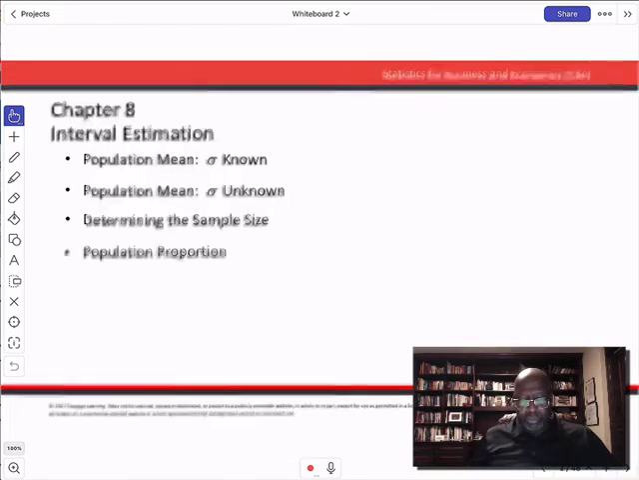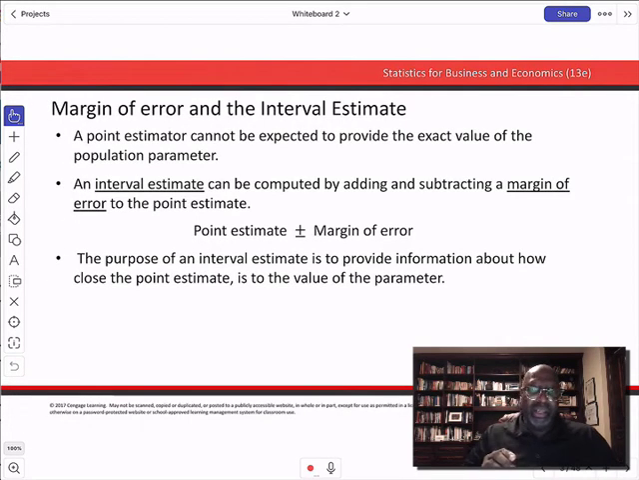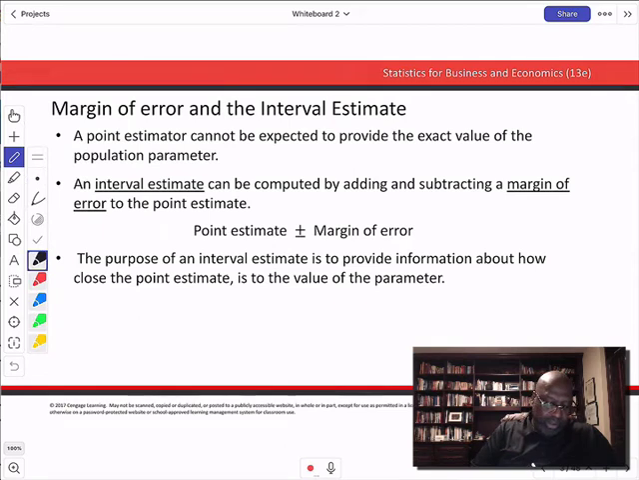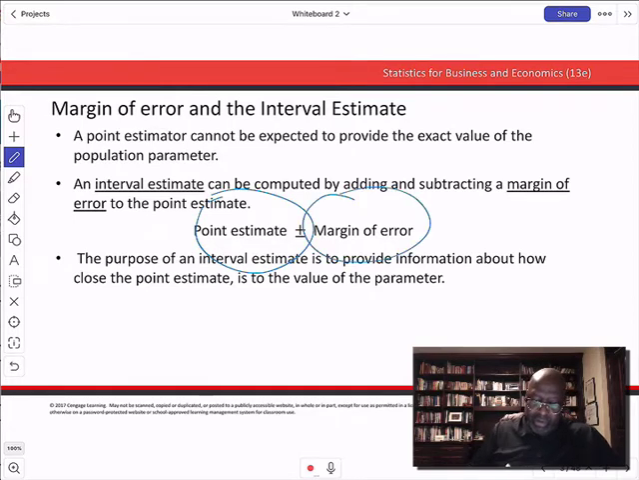So the basic idea behind an interval estimate is that it is made up of two parts: a point estimate, right, and a margin of error. So if I say 10 plus or minus 3, that gives me from 7 to 13. That's an interval estimate as opposed to just saying 10. So as we mentioned here, we have a point estimate and a margin of error.